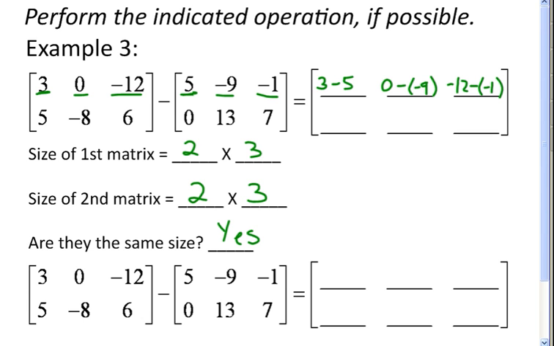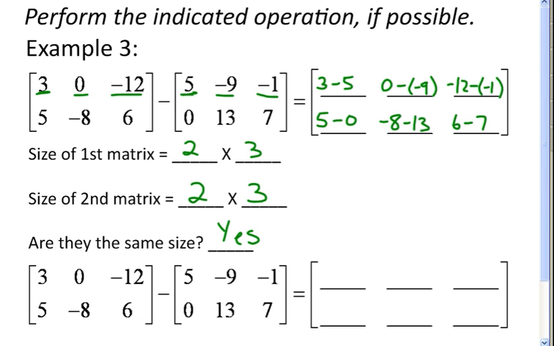So you can see we worked with only the first row, and we subtracted the second from the first. Now we go to the second row: 5 minus 0. You always want to stay in the corresponding entry. Then negative 8 minus 13, and then 6 minus 7.